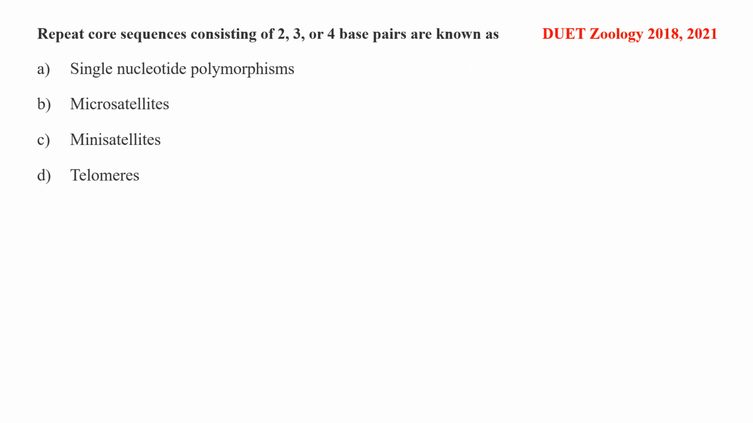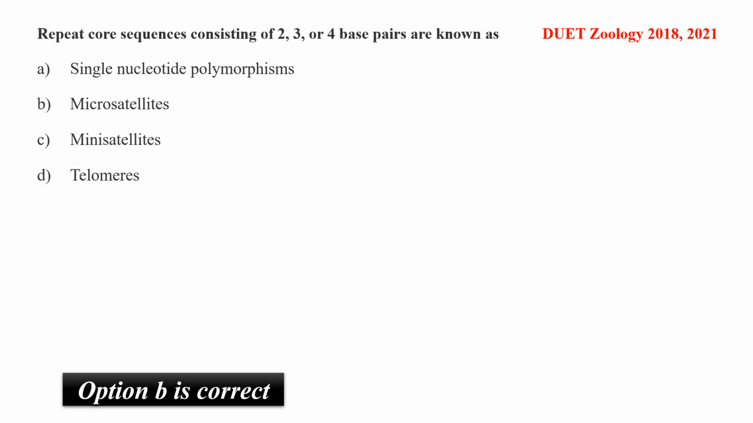Repeat core sequences consisting of 2, 3 or 4 base pairs are known as single nucleotide polymorphism, microsatellites, minisatellites or telomeres. Simple sequence repeats or microsatellites, they are the DNA stretches which consist of short tandem repeats of di, tri, tetra or even penta nucleotide motifs. So hence the option B would be the correct answer.